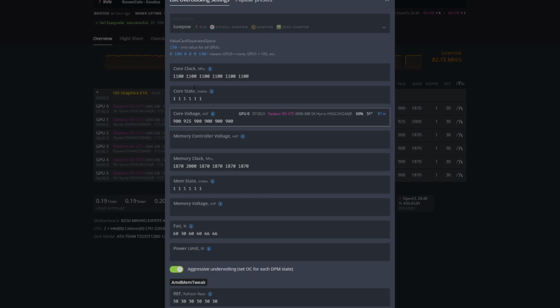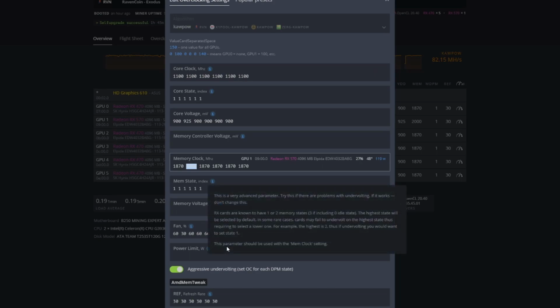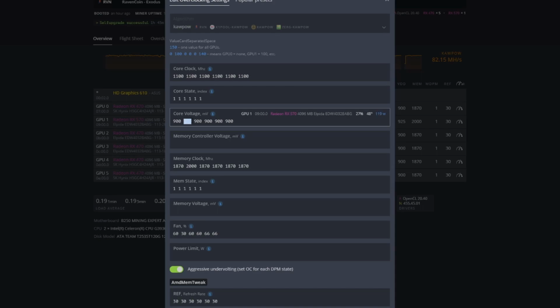Now the 570 is the next card. 1100, so same core clocks. And the memory clock, though, is at 2000. In addition to that, I've had to give this card a little bit more voltage at 925 in order to keep it stable and to make sure that we're not getting any issues with invalid shares.